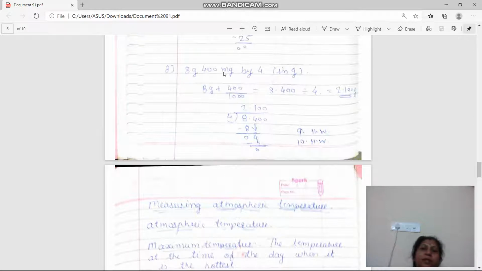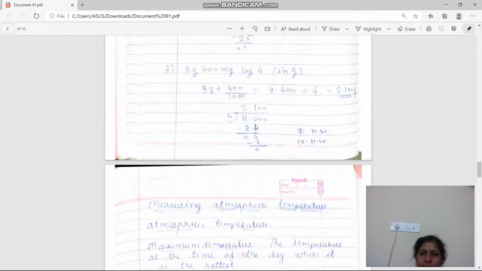8 gram 400 milligram divided by 4 in grams. So 8 gram as it is, then 400 is in milligrams. So 400 divided by 1000. So we get here 8.400 should be divisible by 4. Okay, so 4 2s are 8. So 8 minus 8, 0.